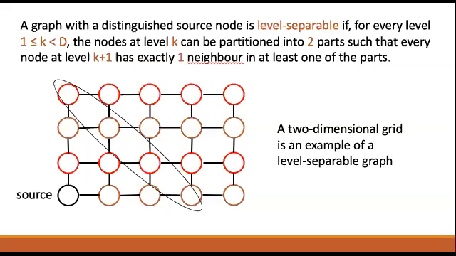A two-dimensional grid is an example of a level separable network. In the diagram, I've circled the nodes at level 3, assuming that the black node is the source. The top 3 nodes in level 4 each have one red neighbor and one brown neighbor in level 3. And the bottom node in level 4 has one brown neighbor and no red neighbors in level 3.